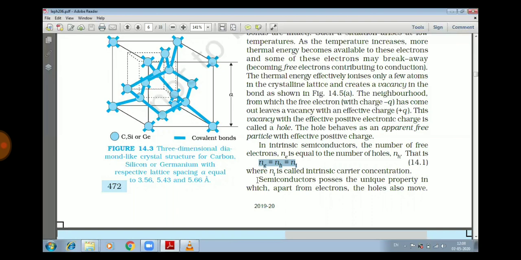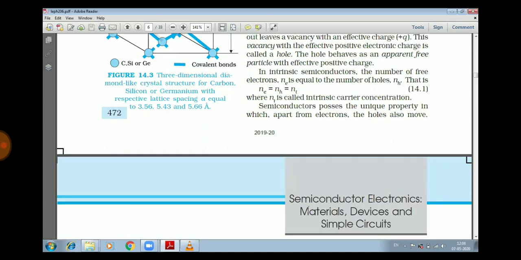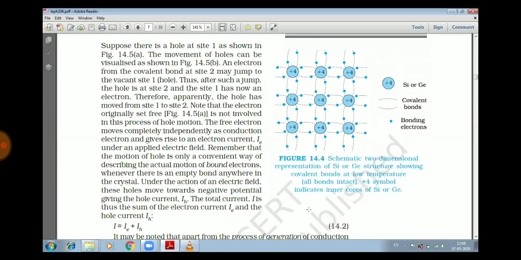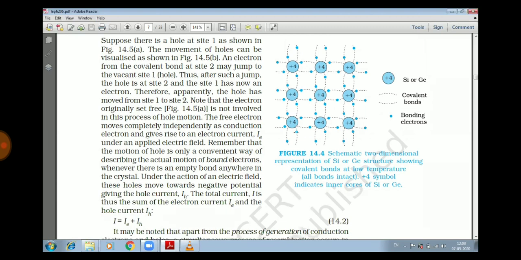Semiconductors possess the unique property in which, apart from electrons, the holes also move. Let us see how we can make the holes move from one place to another. Okay, children, underline these words. Suppose there is a hole in site 1. See the diagram 14.5. The movement of holes can be visualized as shown in figure 14.5b. An electron from a covalent bond at site 2 may jump to the vacant site 1.